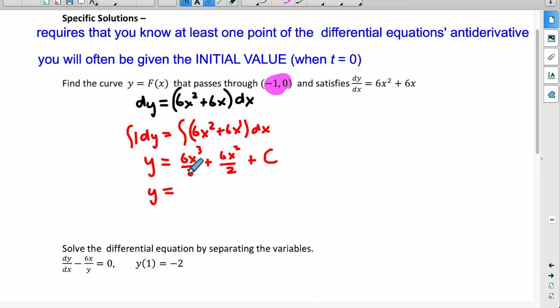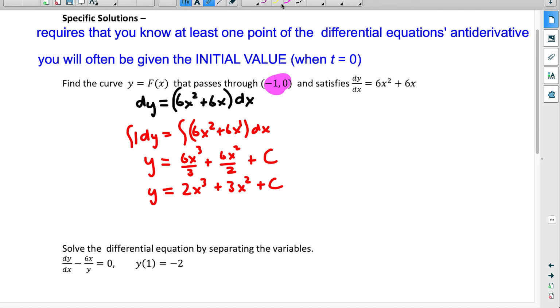y equals 6 divided by 3 is 2x cubed plus 6 divided by 2 is 3x squared plus c. Okay, we still have that annoying plus c. I don't want that there. I want the exact equation. How do we do it?